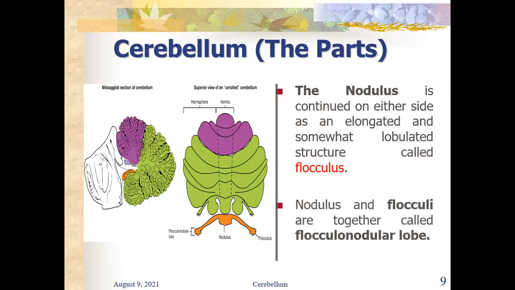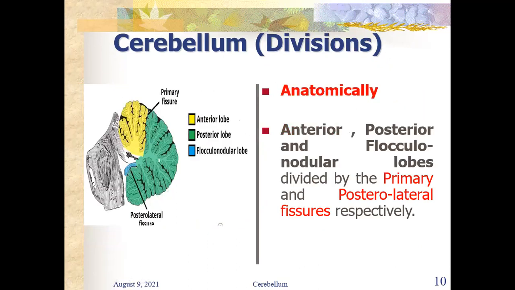Then, apart from the vermis, we move down to another structure of the cerebellum known as the nodulus. When you move down posteriorly or inferiorly from the vermis, you reach the nodulus. The nodulus has continuations on either side known as the flocculus. So the nodulus and the flocculus are together known as the flocculonodular lobe. Anatomically, we have divisions of the cerebellum as anterior, posterior, and the flocculonodular lobes.